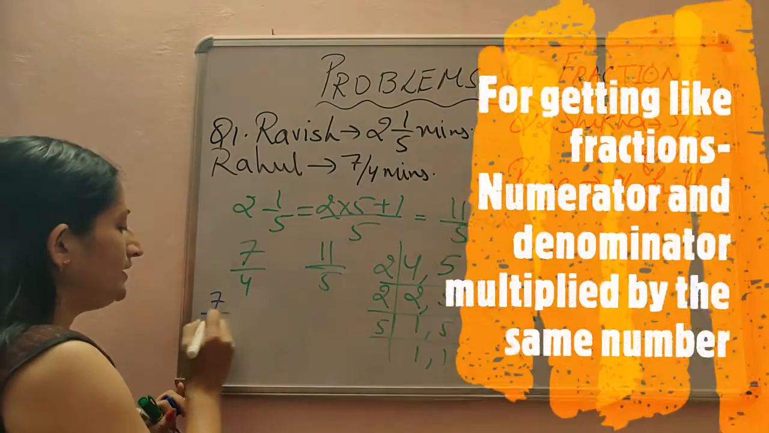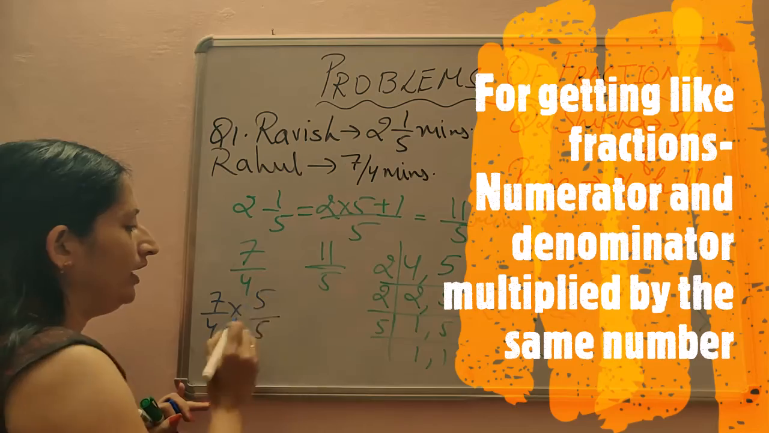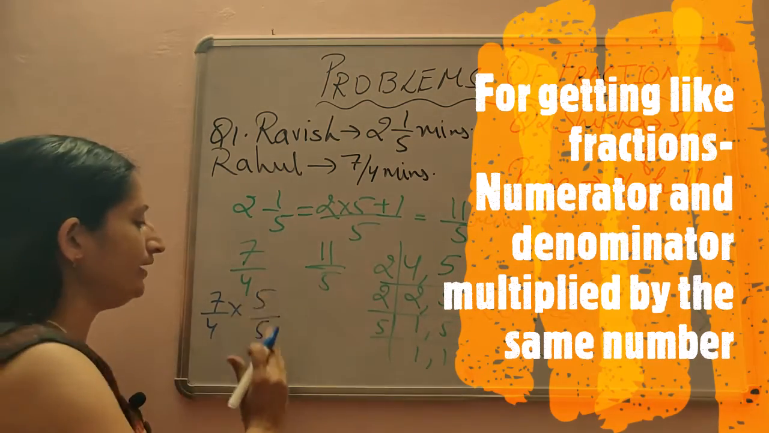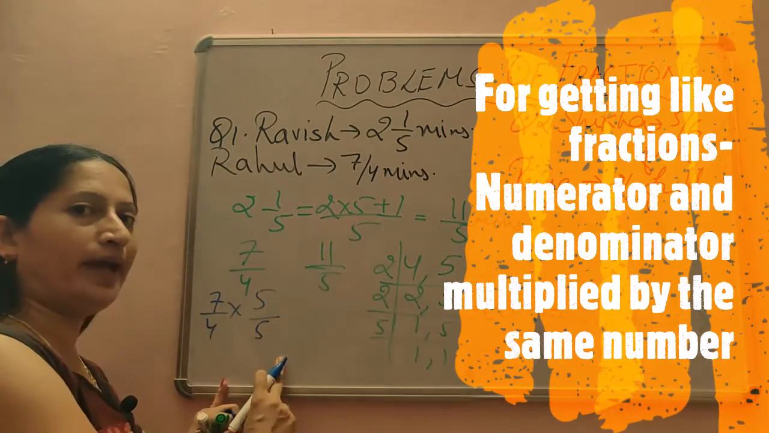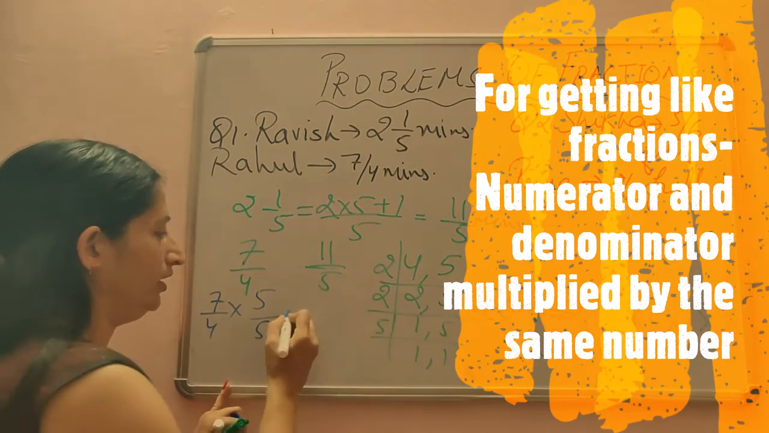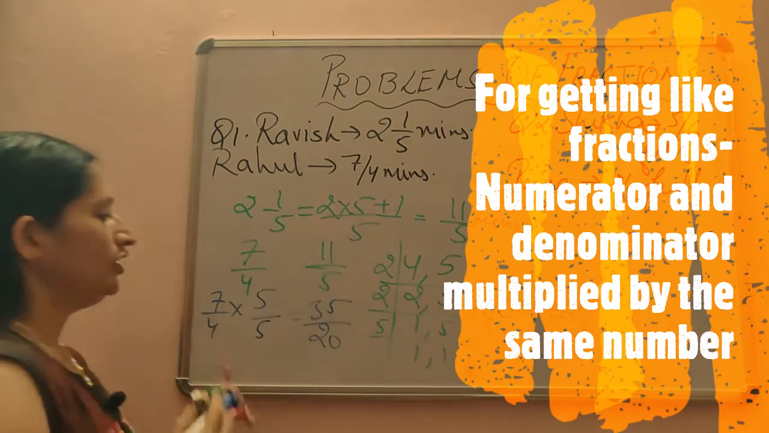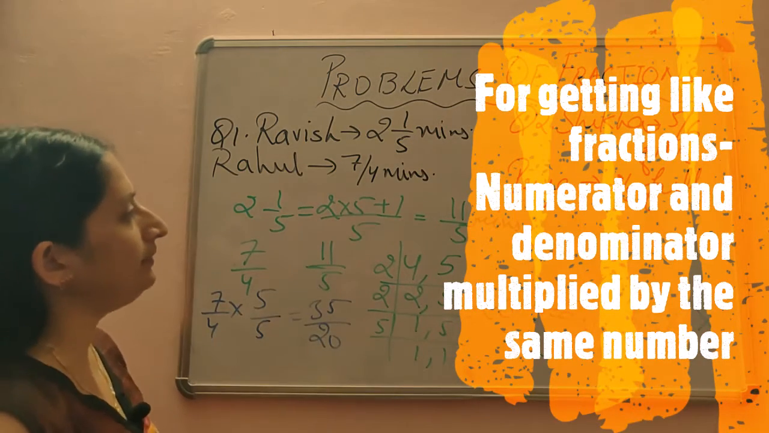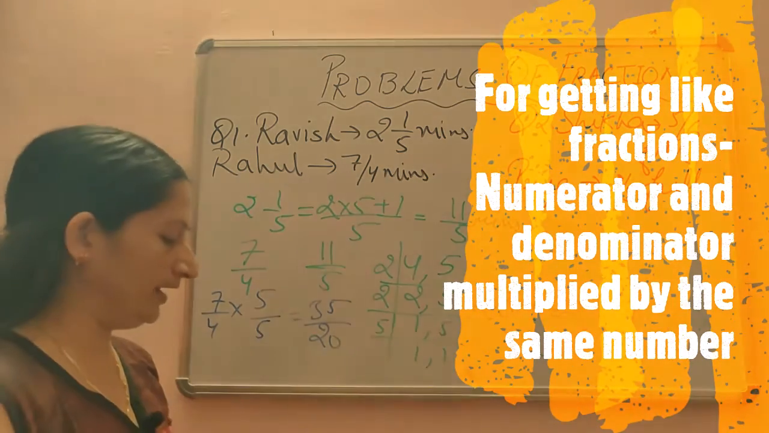So I will take 7/4. Since 4 into 5 is 20, I multiply by 5/5, because both numerator and denominator have to be multiplied by 5. So we will get 35/20. So that 35/20 minutes is taken by Rahul to cover the school playground.